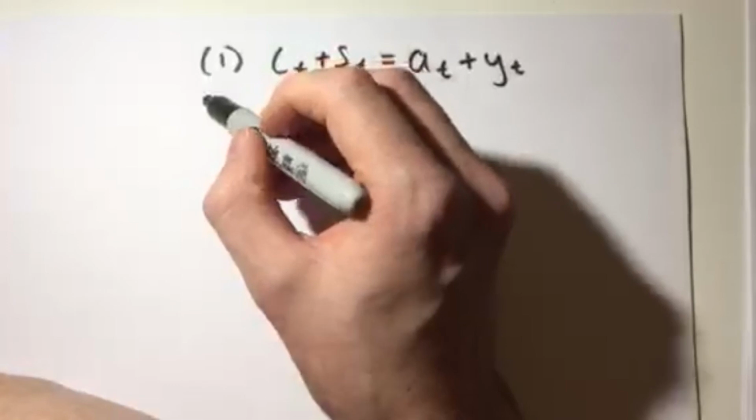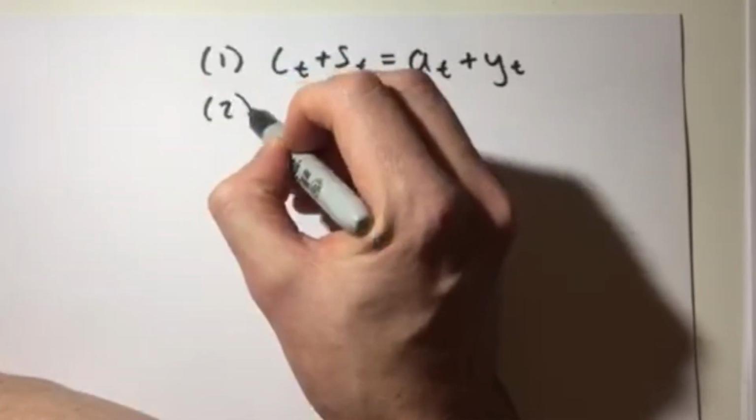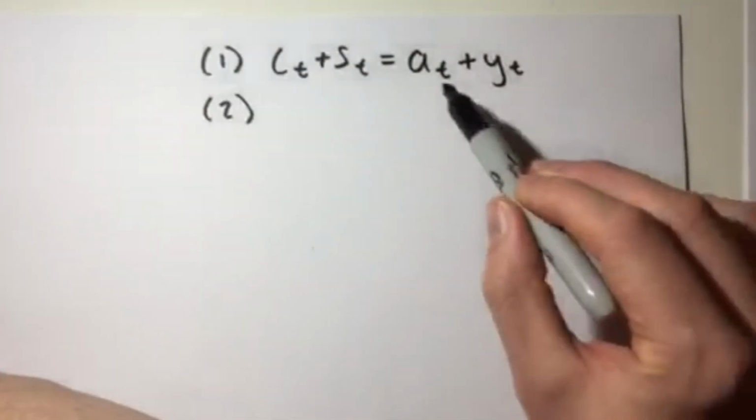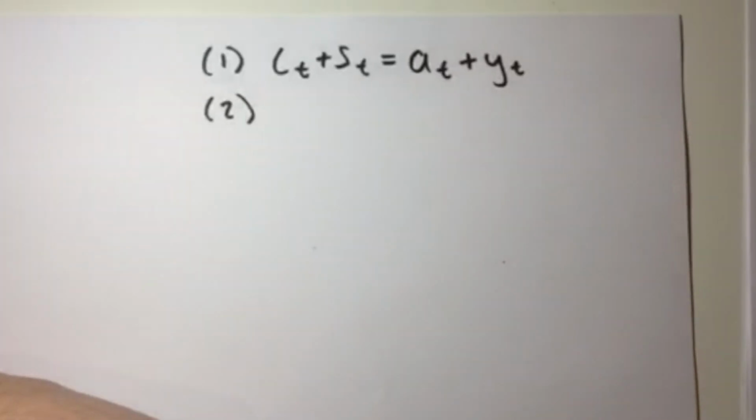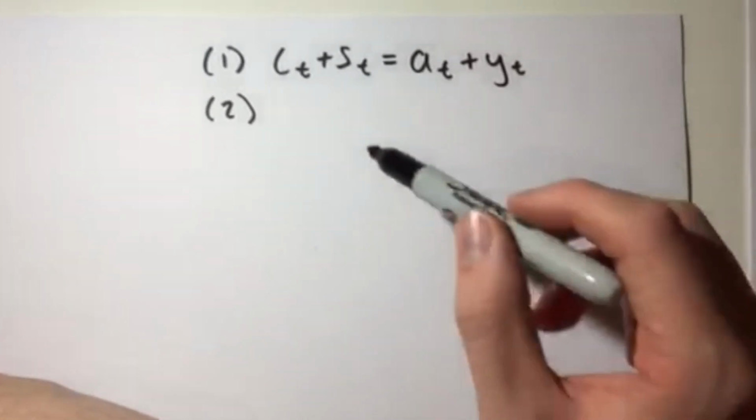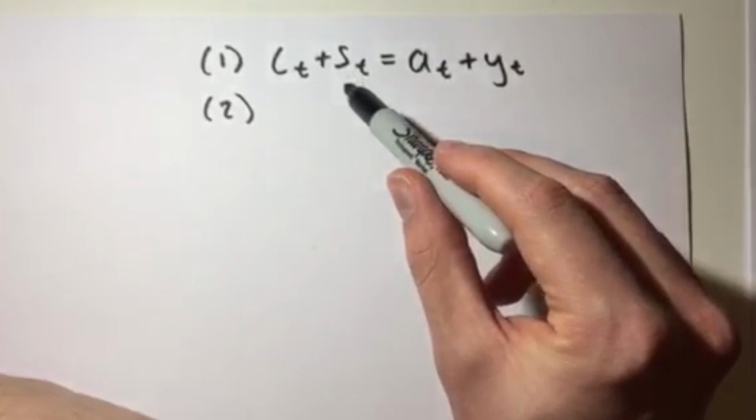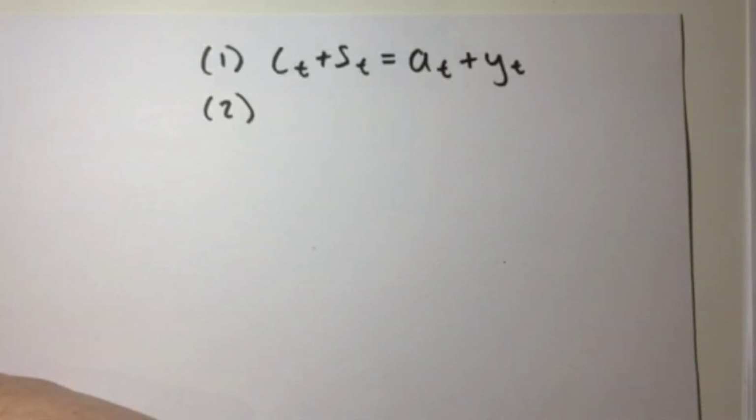In the second period, however, our budget constraint is going to change. We're no longer given any assets in the second period. And also, what we saved in the first period can earn interest over time.